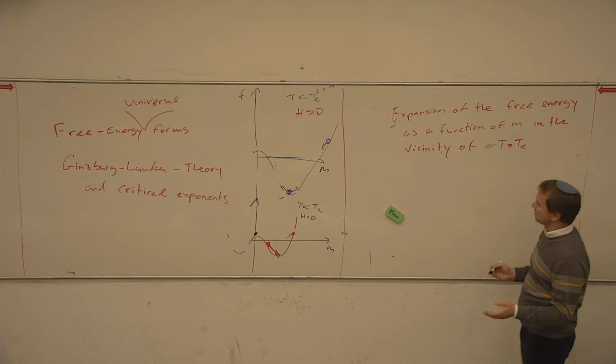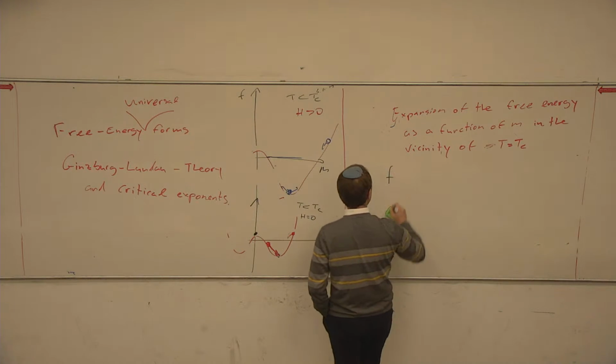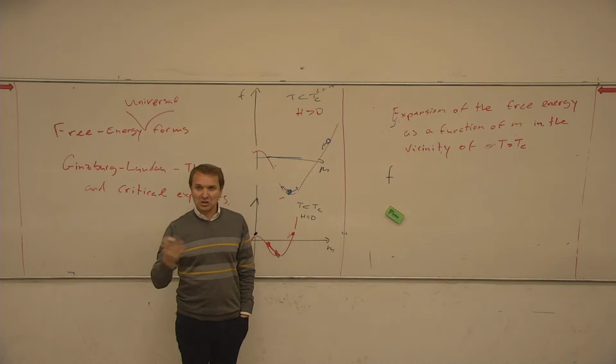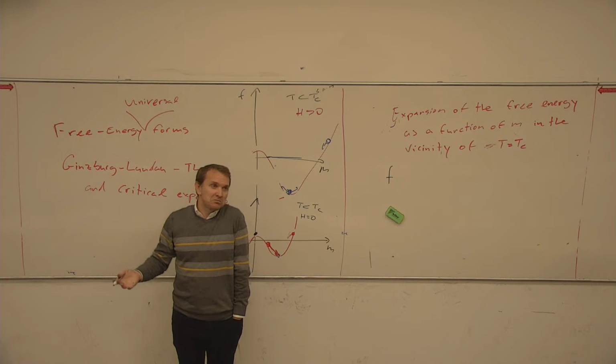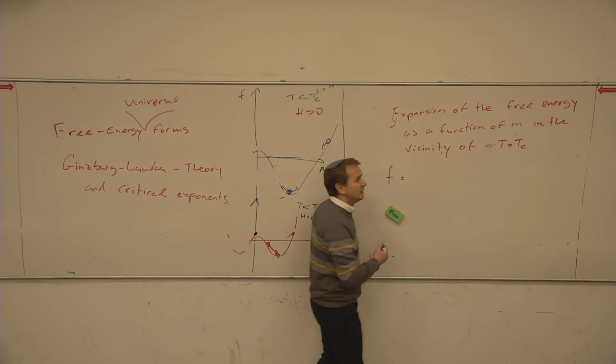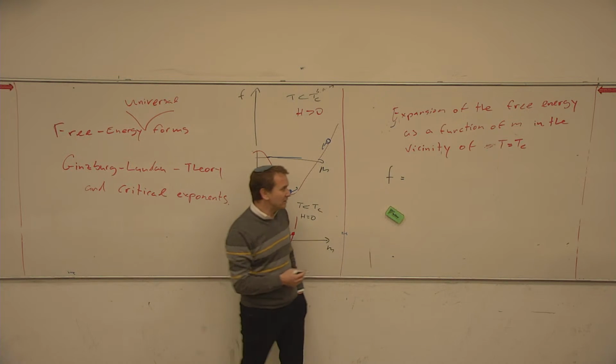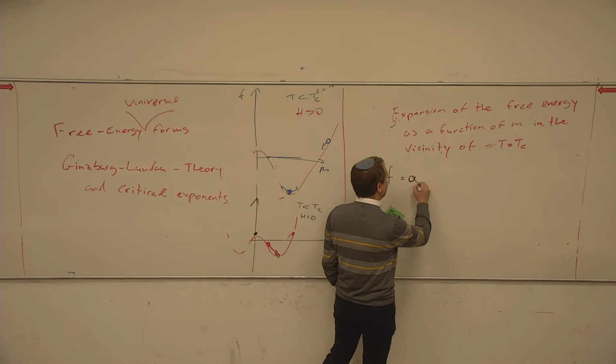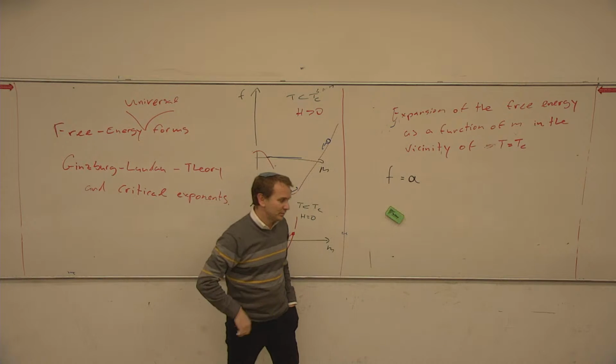So here they start, they say the following: this is my free energy. There can be a constant term, right? It's a function, so we start to expand it in some sort of a Taylor series. So there can be a constant term. Let's call it A.